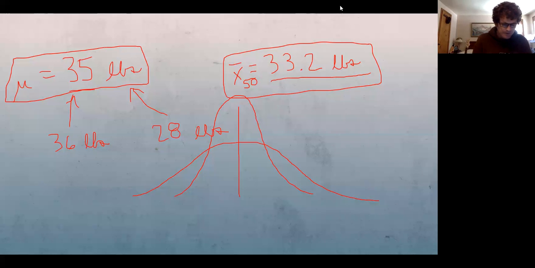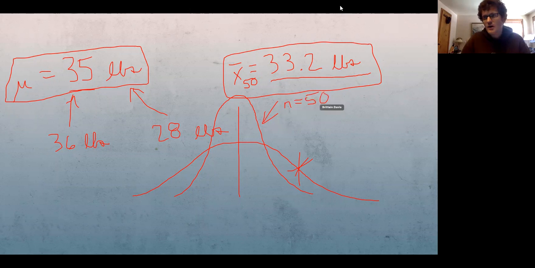So I'm not using the population distribution at all. In fact, what I'm comparing this to is a sampling distribution of sample size 50, all possible samples of size 50. And I want to see, is this sample out of the ordinary, unexpected, based on what we believe to be true? And that's as far as I want to go with it for today.